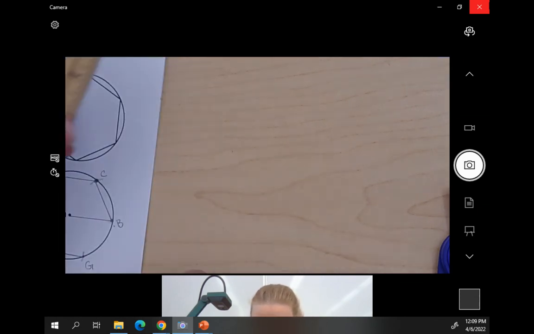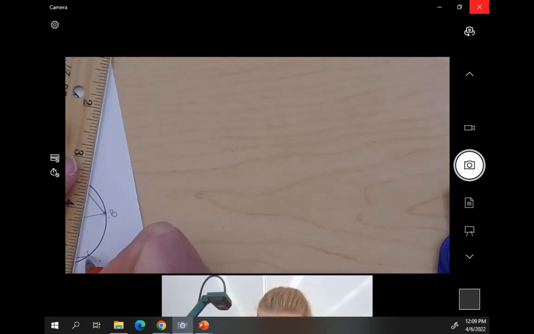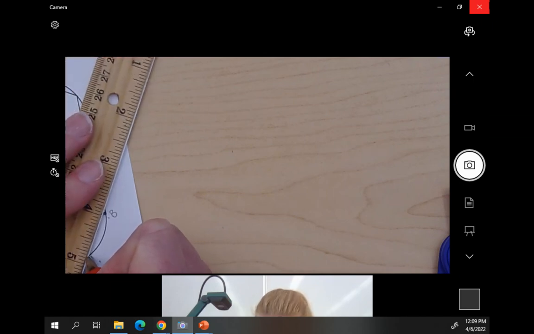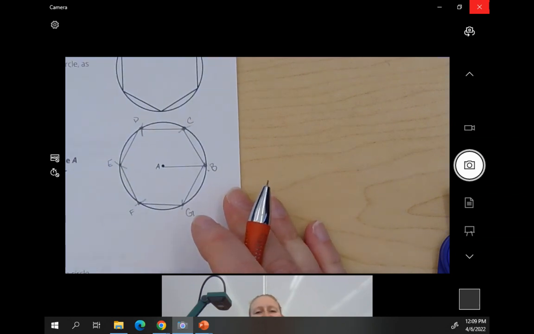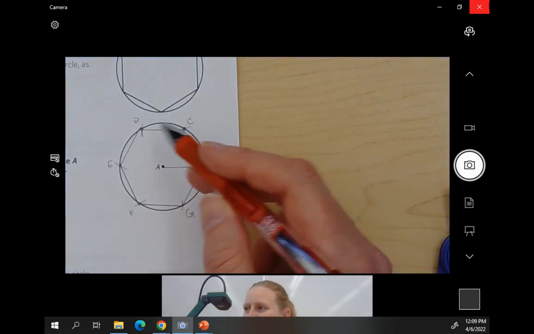Sorry, I'm trying not to go off camera. I'm not doing the best job ever. And then I'm going to connect G back to B. Oh, look at that. You just constructed a regular hexagon. Look how perfect it is.